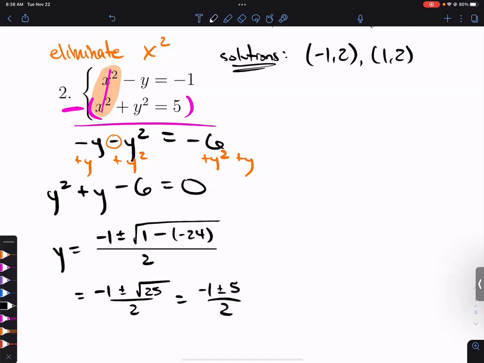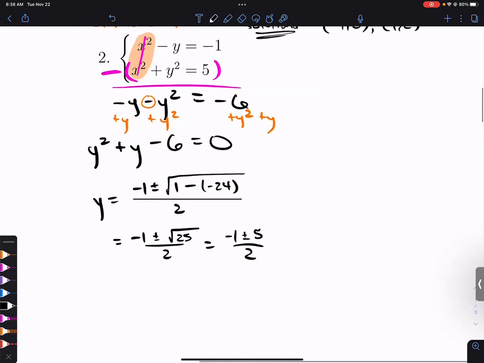Again, that factors perfectly fine. I'm just trying to mix things up a little bit, so we're doing it both ways. Negative 6 over 2 and 4 over 2. So negative 3 and 2. Oh, I see. Okay, so those are y values.